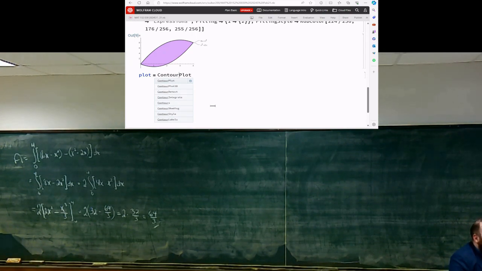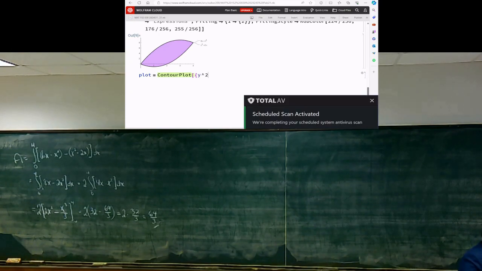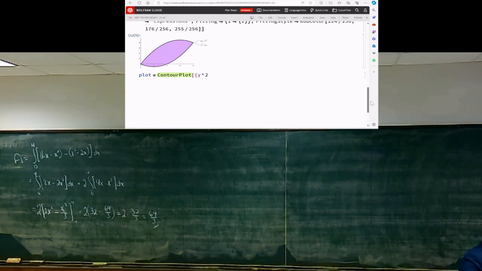So to plot implicitly defined curves, we use the contour plot command. Thank you for that. Right, so again, I have to use a double equals. Y squared equals 4x, that was the first curve. Y equals 2x minus 4 is the second curve.